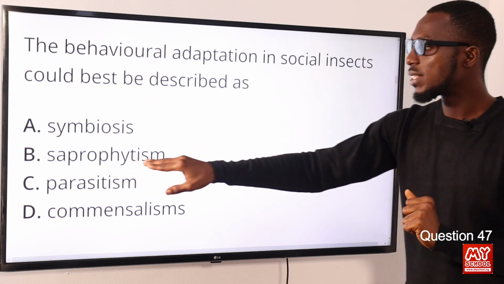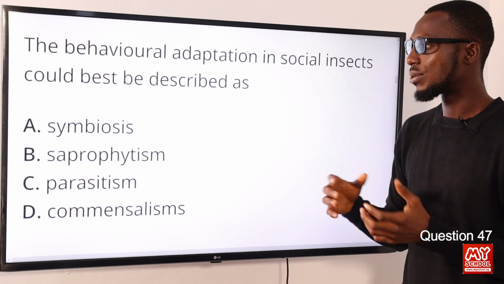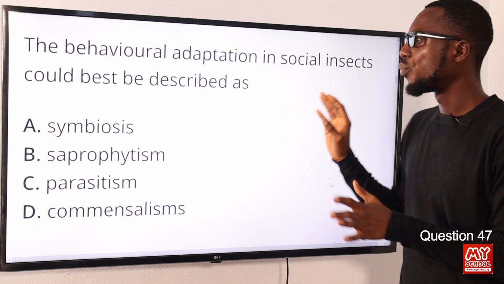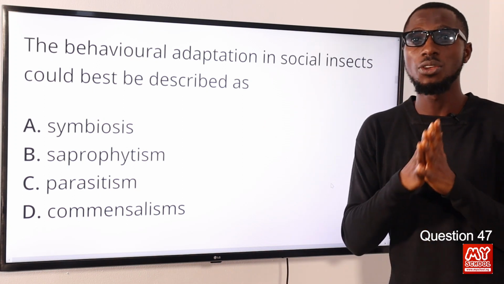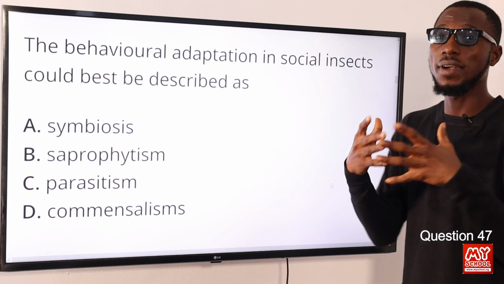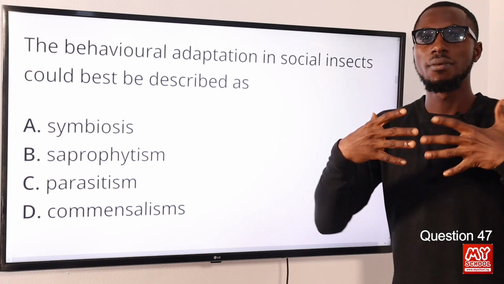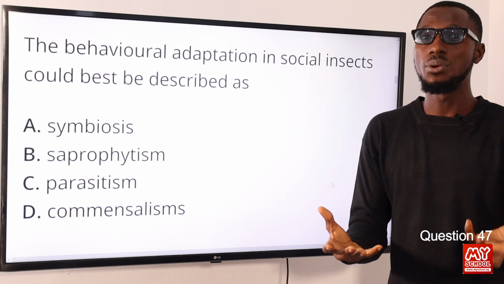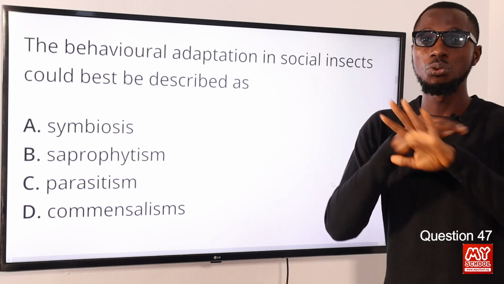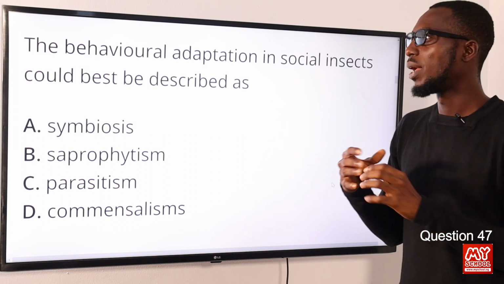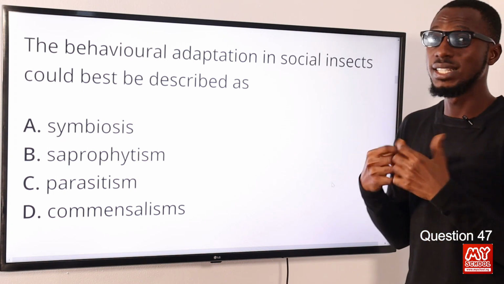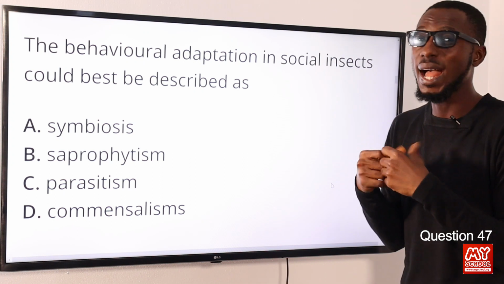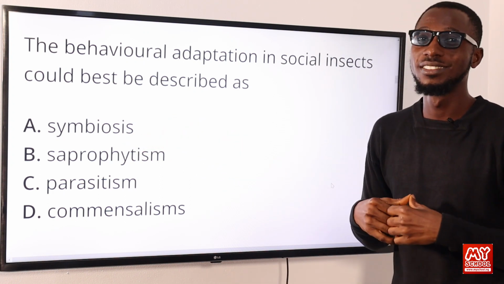Saprophytism is feeding on dead or decaying substances. So the behavioral adaptation in social insects could best be described as what? We know that social insects like bees, wasps, ants, and termites have a caste system whereby everybody has a specialization. They are so specialized that individuals cannot survive on their own. As soon as they are born, they have their roles in the entire setup. So based on the options provided, the behavioral adaptation in social insects could best be described as symbiosis, option A.